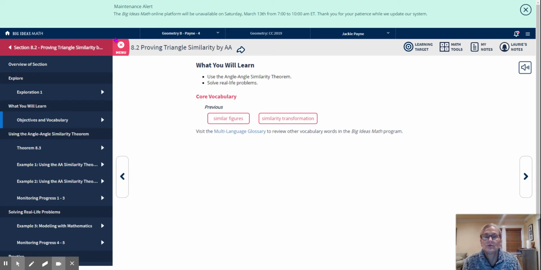So the only two vocabulary words you can see that we know from before are similar figures and similarity transformation. So all we're going to do is introduce the theorem with a couple of examples and then do some real life problems. Here we go.